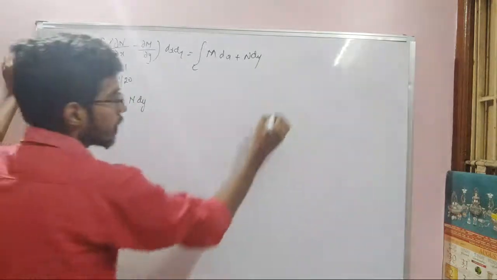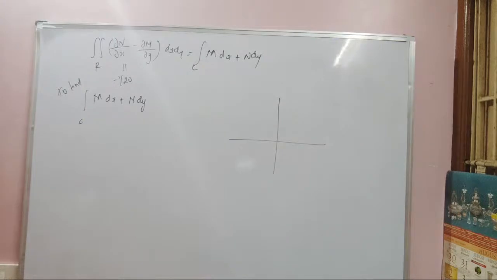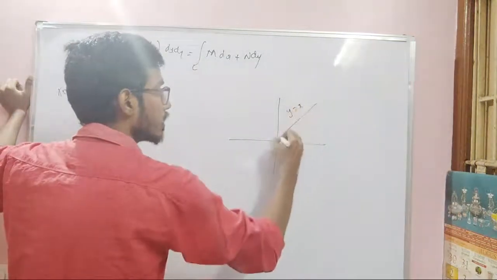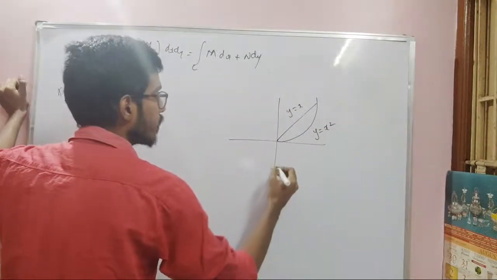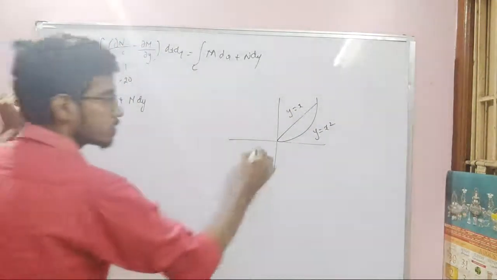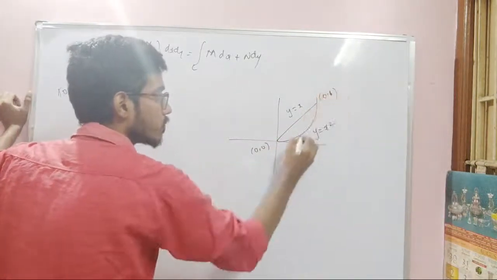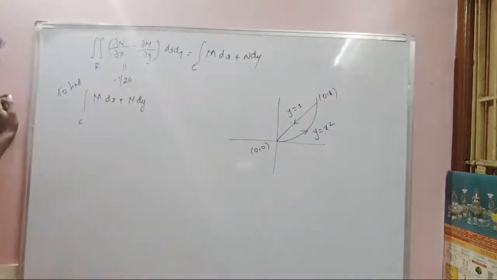Now you can see this is a line integral, right? So we just need to solve it, which we did in the previous methods. So we have y is equal to x and y is equal to x square. This is 0 comma 0 and this is 0 comma 1. So first I am going to take this path and then this path, line integral, right?